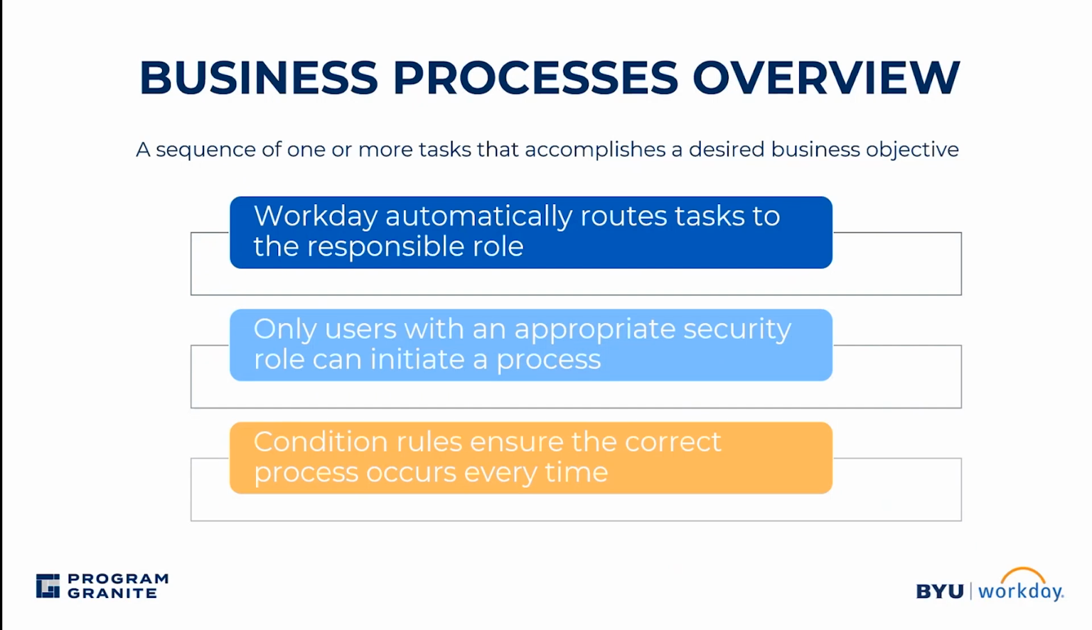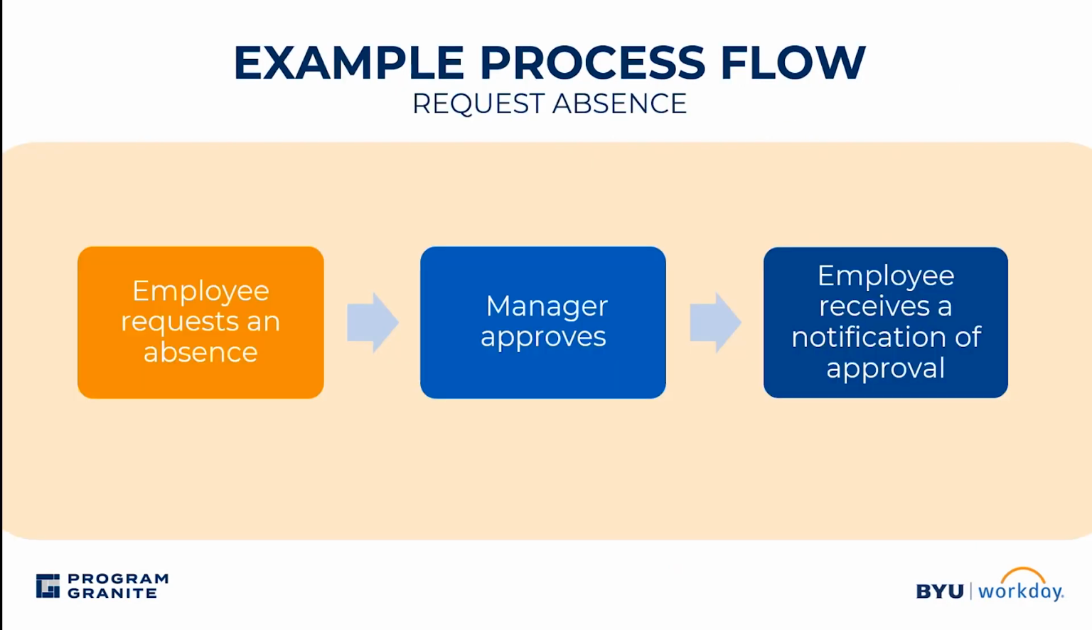I'll give you an example, and then we can talk about some questions. This is a very simple example: request an absence. An employee is going to go into Workday and request an absence. It's going to get routed to their manager to approve it. Their manager is going to approve it, and then the employee is going to receive a notification of the approval. That's a very simple business process. There's not a lot of approvals, but some have a lot of approvals. And that's what you're going to see coming to your inbox.